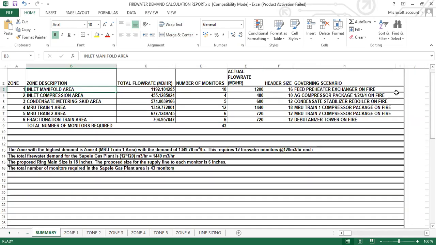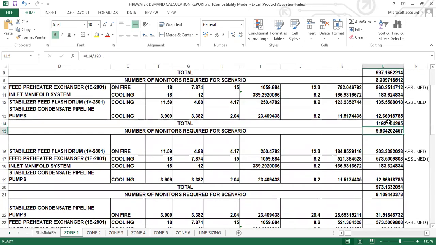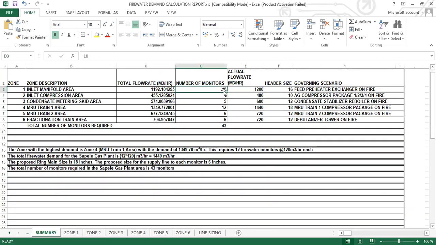So in my summary sheet, I've highlighted that this is it. The flow rate I calculated was 1192.104, and each monitor that we are bringing in is able to do 120 cubic meters per hour. So when you divide 1192.104 by 120, you're going to get 9 point something monitors, and you can't have 9.9 monitors, so it has to be 10. So when you get 10 monitors, you know that 10 monitors are going to give you 1,200 cubic meters.